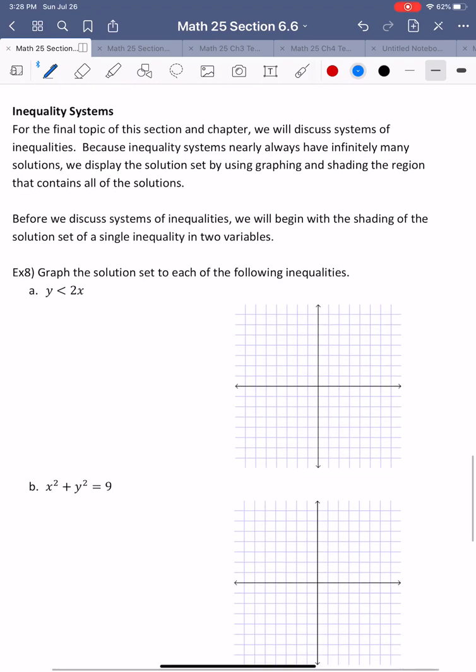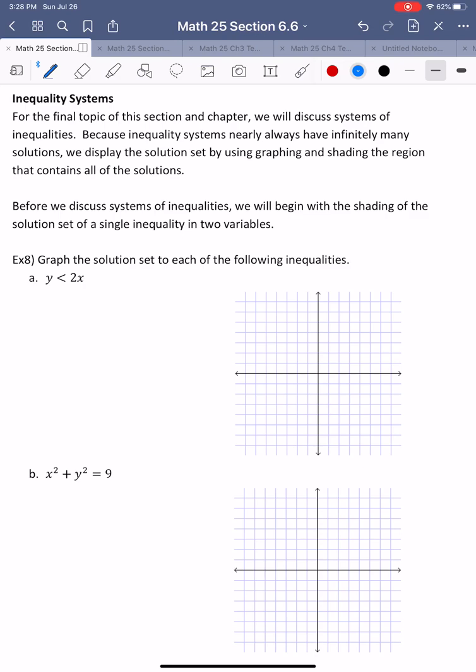All right, next problem. Inequality systems. For the final topic of this section and chapter, we will discuss systems of inequalities, because an inequality system nearly always has infinitely many solutions. We display the solution set by graphing and shading the region that contains all the solutions.